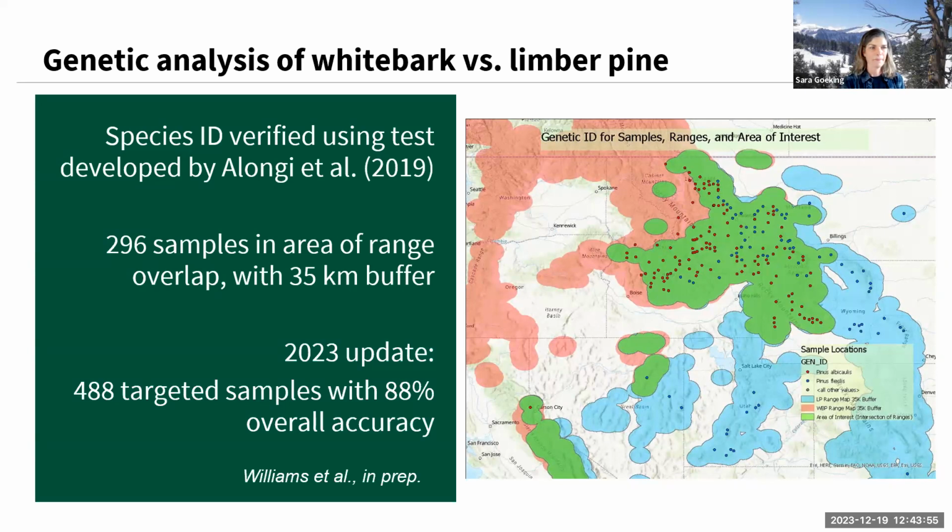So since then, we've started collecting targeted samples within the area of range overlap of these two species. In 2023, almost 500 samples were collected, and overall accuracy was 88%. And again, anything identified as whitebark pine was close to 100% accuracy. It was when things were identified as limber pine that were actually whitebark where we had more errors. So we're still working on this analysis and what it means for the estimates and the data that have already been published.